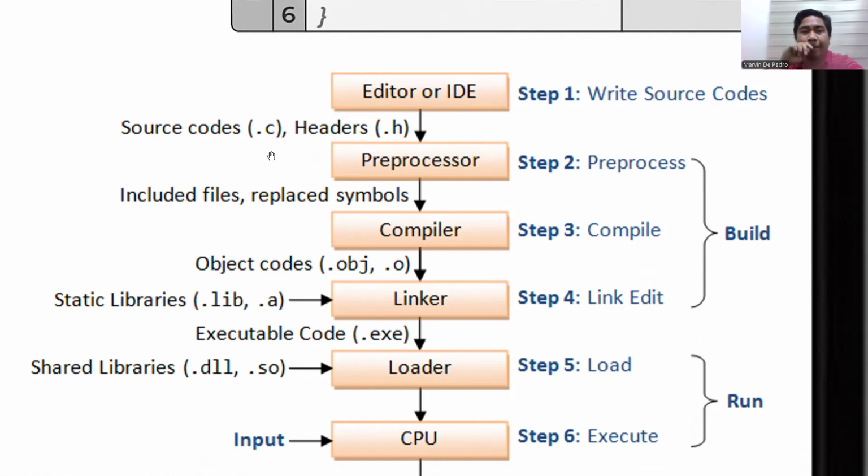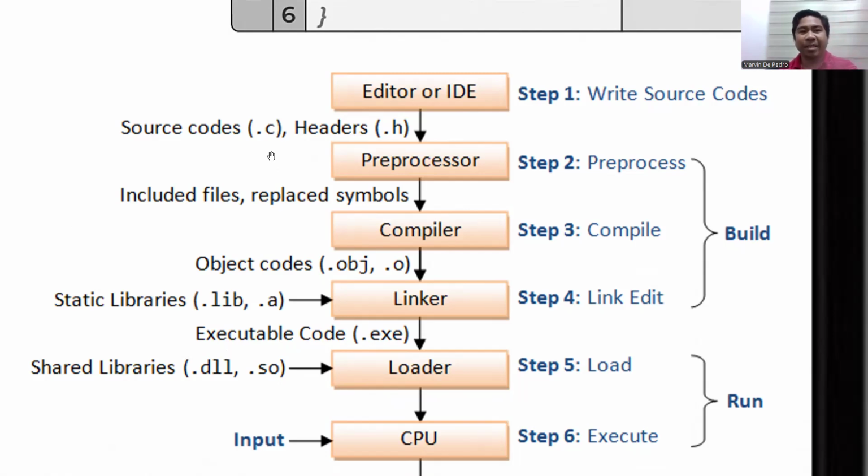Okay, and now regardless whether that's a source code or a header file, it will go through the preprocessor. The preprocessor will include the files, especially when you use a library or a header file inside it. They will add that to your code so that they will be compiled together. Especially when you make use of some functions inside a library, that library will be added to your code before it is compiled.